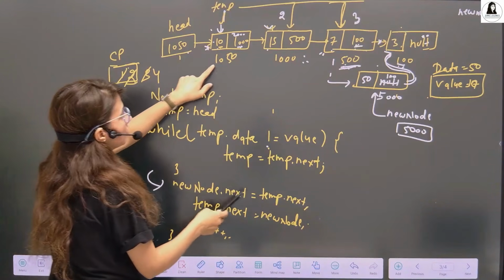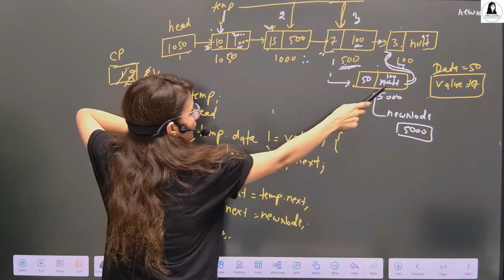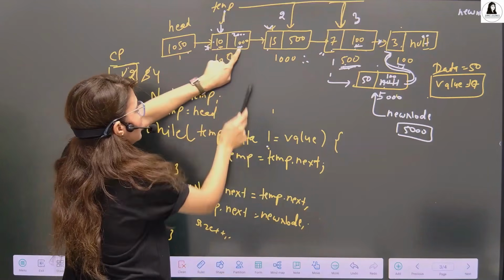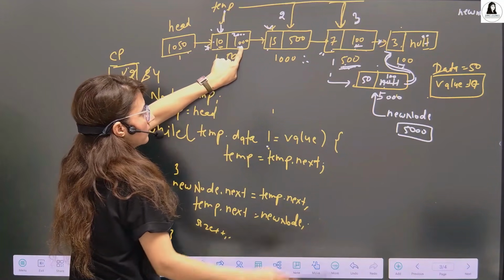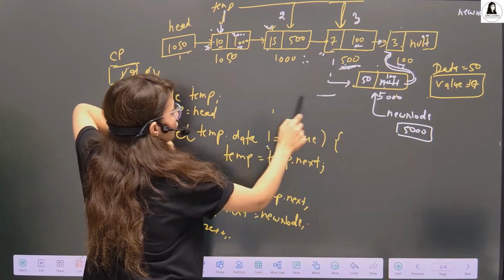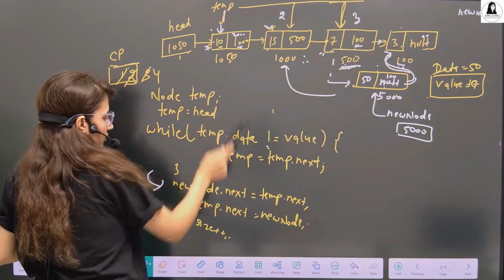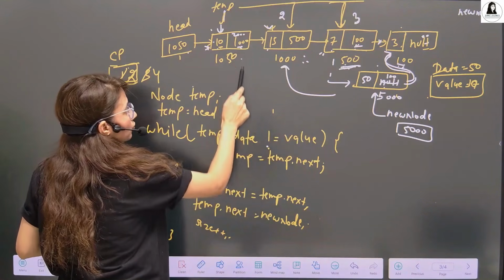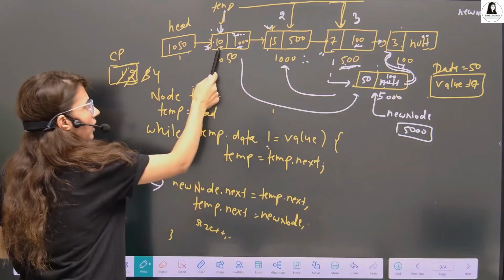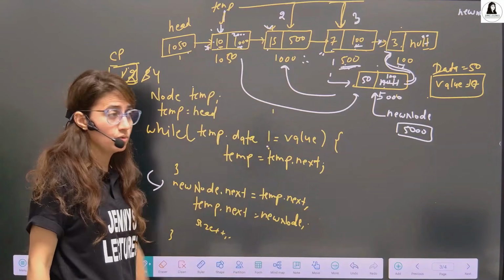New node dot next. Whatever new node is there, suppose this dot next is equal to temp dot next, which is 10, this 1000 would be here. So this will point to this. And temp dot next is equal to new node. So here we have 5000. So this will point to this. That's exactly what I want. After 10, I want to insert. Okay, fine. This will work for this also.